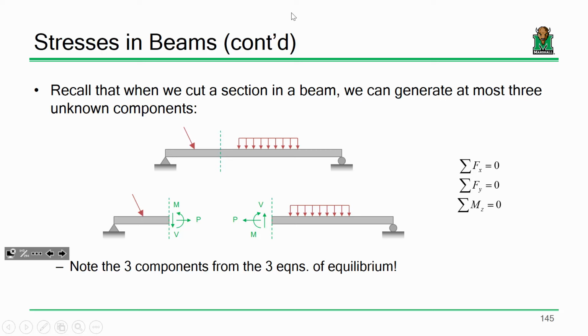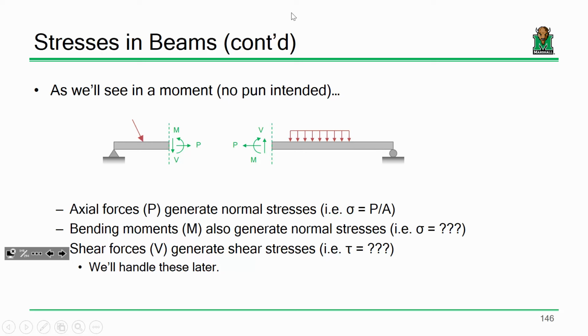So that dictates that if I cut through that beam, there must be at most three components inside that section that are resisting those loads. Now, again, some of them might be zero, but at most you've got three unknowns. Now, as we'll see in a moment, no pun intended, when we look at sum of forces in the x direction, for a beam like this, that would be looking at axial forces. Now, they generate normal stresses, but we've already seen that, right? Sigma equals P over A. Bending moments are also going to generate normal stresses, but we don't know what those are yet. Shear forces generate shear stresses. That seems to make sense. We're going to talk about that later. Right now, I'm concerned more about that bending moment.